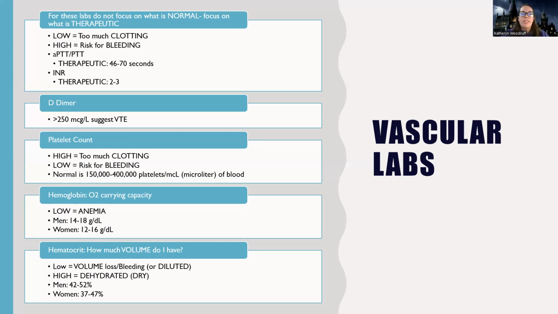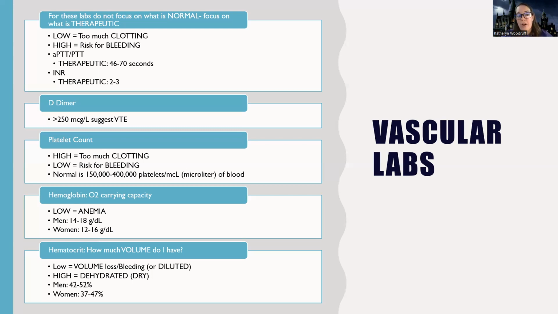I know that the PTT and the APTT are different, but here's the number that I want you to know. Therapeutic for PTT, APTT is around 46 to 70 seconds. And that's what we want. We want them to be in that range. If it's too high, they're going to be at risk for bleeding. So if I'm above that, they have too much medicine, they're at risk for bleeding. If it's too low, they have not enough medicine, they need more, or they're going to form more clots.